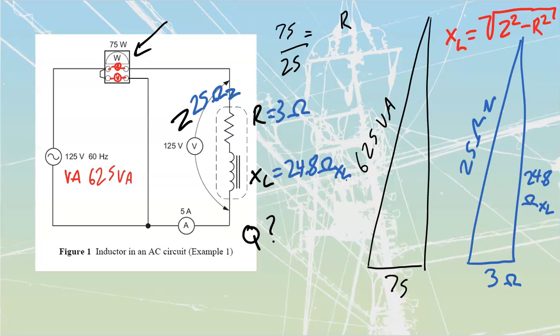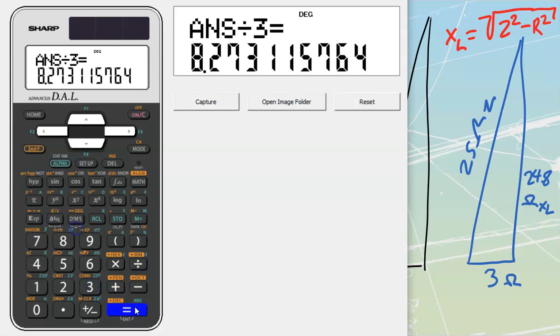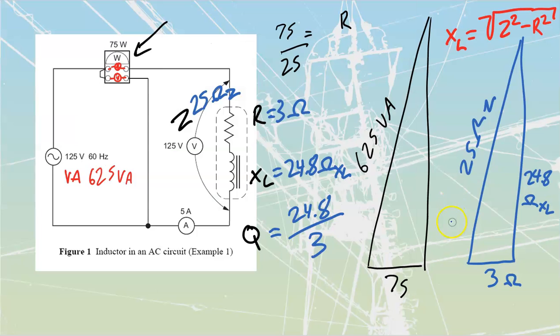Last thing that we have is going to be my figure of merit. My figure of merit is basically how inductive is this coil compared to how resistive, and it's just going to be a matter of taking my XL over top of R. So 24.8 divided by 3. Punch that into your calculator. We've still got it stored inside of here, so let's do divide by 3 equals a value of 8.27, or they round that one up to 8.3.